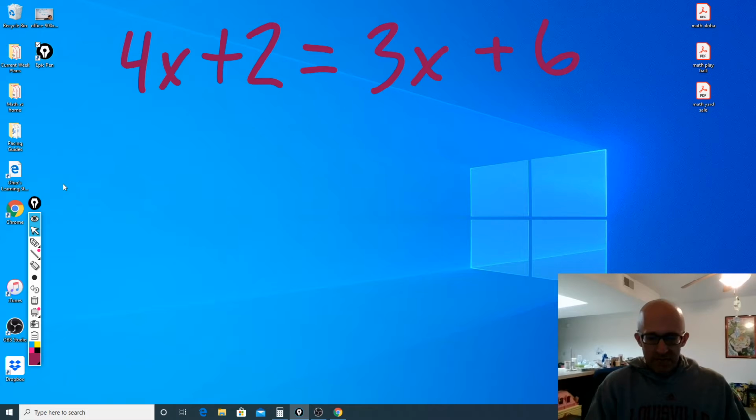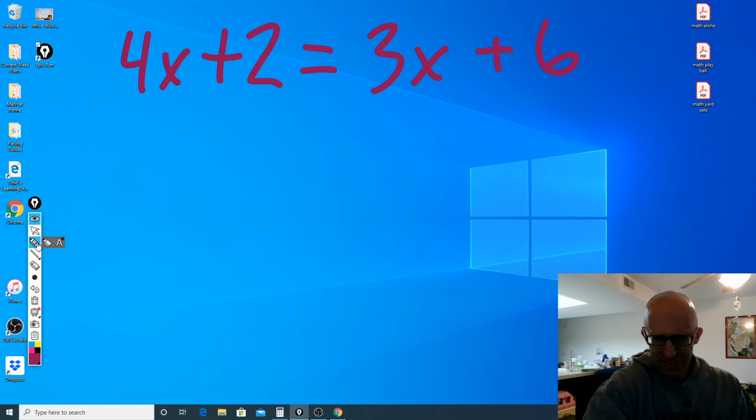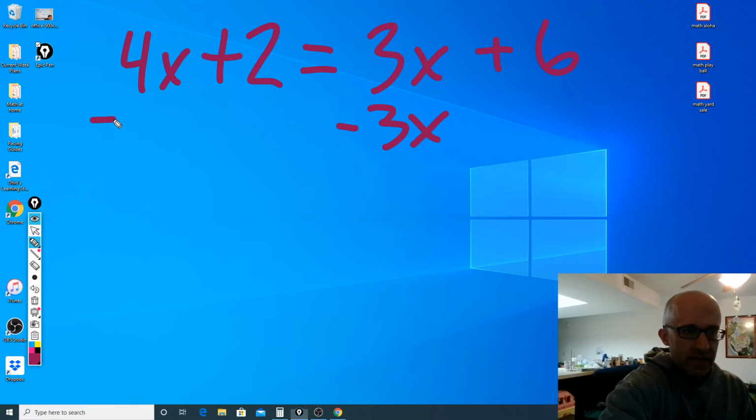If we're solving for x, we have to make sure that we get x to one side. It's purely order of operations. So if you see a positive 3x on this side, you're going to subtract 3x from both sides.